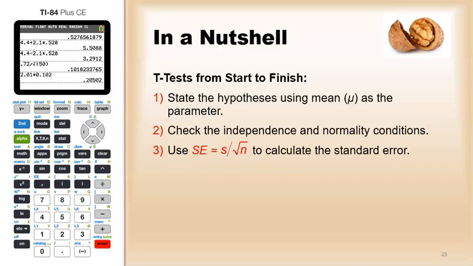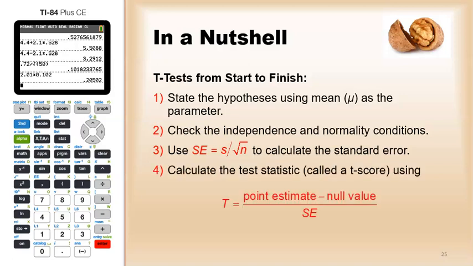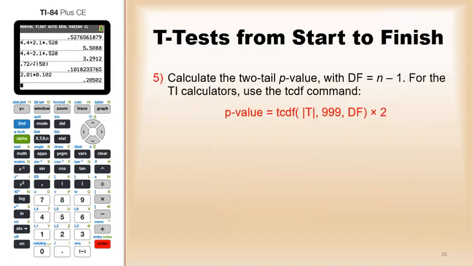The standard error is s over the square root of n. From there, we take the test statistic, which is the point estimate minus the null value, over the standard error. So it's the same calculation, except now I call it a t instead of a z-score. Once we have our test statistic, we calculate the two-tail p-value using the degrees of freedom, n minus 1. That is the sample size minus 1.